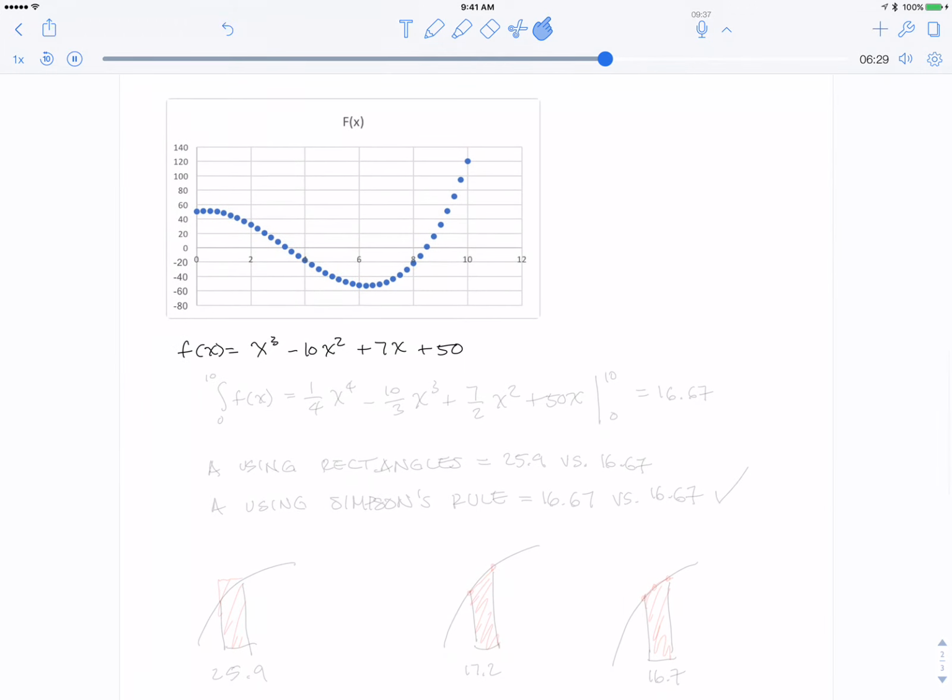So here's a cubic function I made up that I'm going to integrate from 0 to 10. I plotted it in Excel since I had it there for Simpson's rule anyway. So the integral from 0 to 10 of f of x is 1/4 x to the 4th minus 10/3 x cubed plus 7/2 x squared plus 50x, from 0 to 10. And that equals 16.67. There's a lot of positive and negative areas that seem to be canceling each other out there.